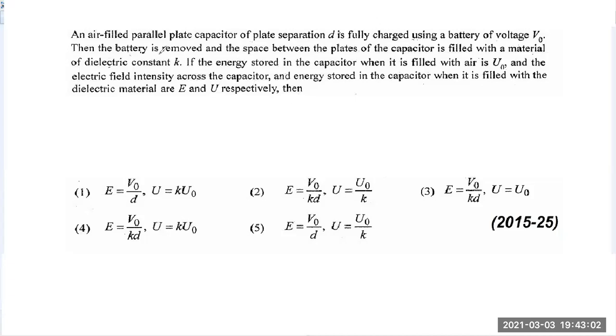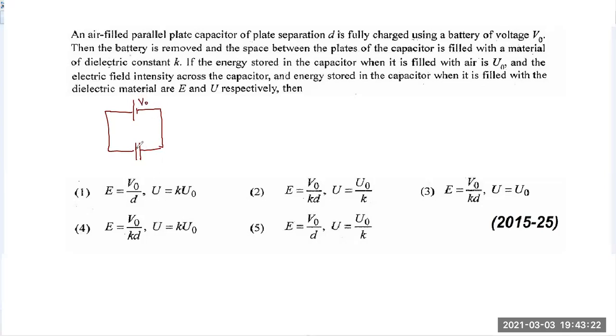Initially the capacitor is connected to a battery, okay, and it's fully charged. So let me draw the diagram. This is the battery, and it is directly connected to a capacitor like this, okay. And then it is fully charged, they're saying. So this battery is V naught.